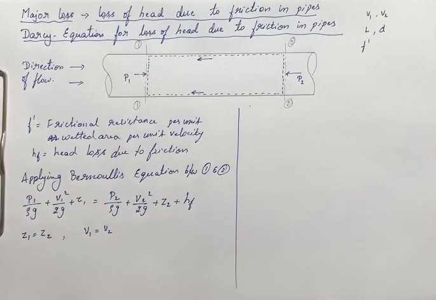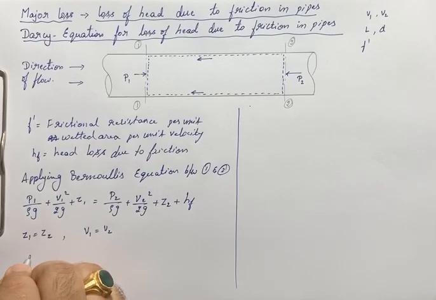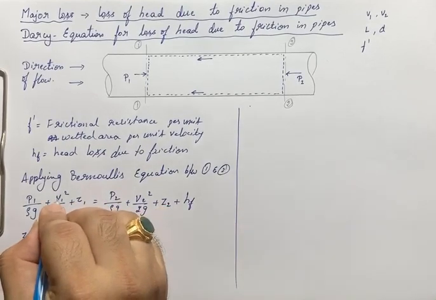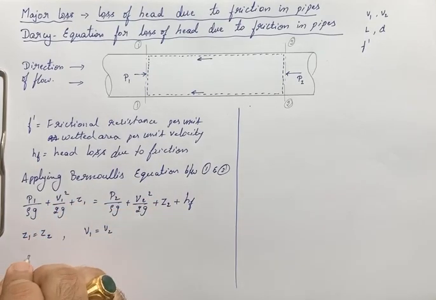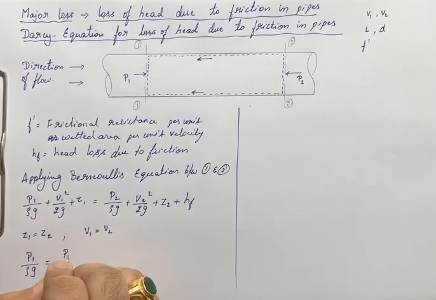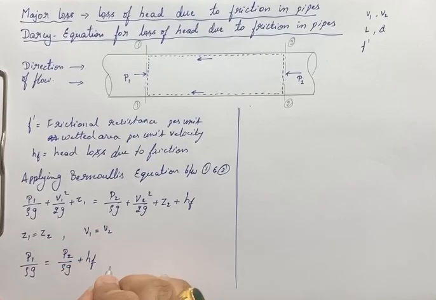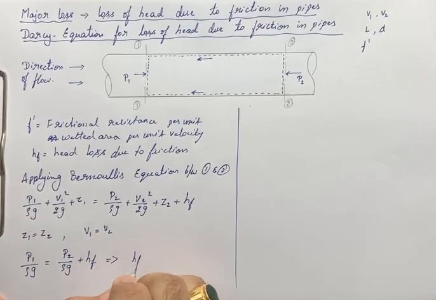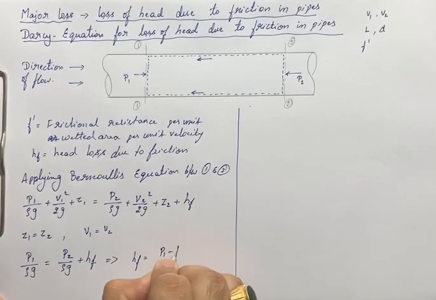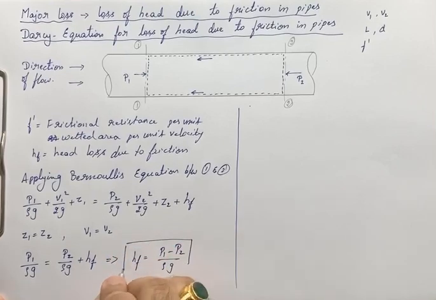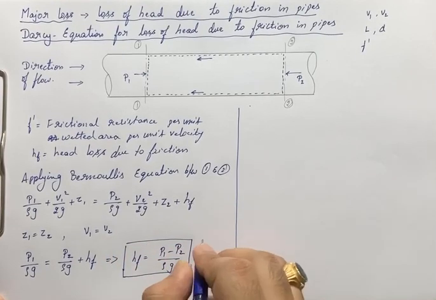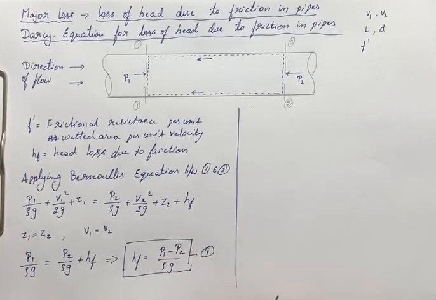Now I will substitute these two in the above equation. So Z1 minus Z2 becomes 0, V1 square minus V2 square also becomes 0. Remaining will be only P1 by rho g is equal to P2 by rho g plus HF. So I can write this as HF is equal to (P1 minus P2) by rho g here. Call this equation number 1.